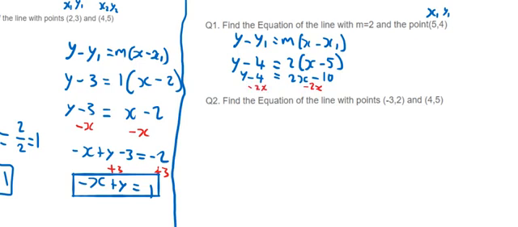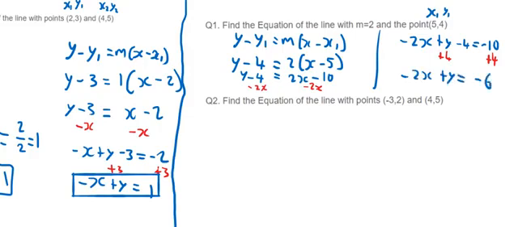And I'll just continue on over here. Then I'm getting minus 2x plus y minus 4 equals minus 10. And then I can just add 4 to both sides. So minus 2x plus y equals minus 6. So that's the equation of the line for m equals 2 and for the point 5, 4.